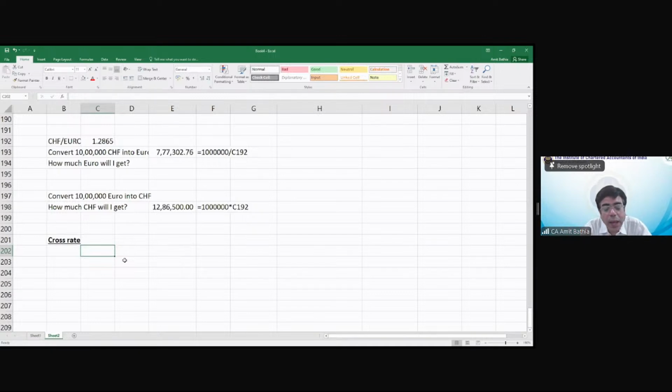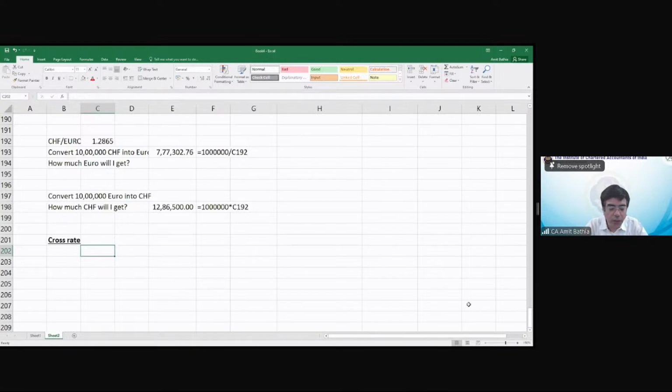Now, say for example, I want to do a transaction with a Chinese company. So I need to have CNY, which is known as Chinese yuan, also known as Chinese renminbi, right? So how do I find that? How much will be the rate or how much will be the amount I will need to pay for that? So let us take an example.